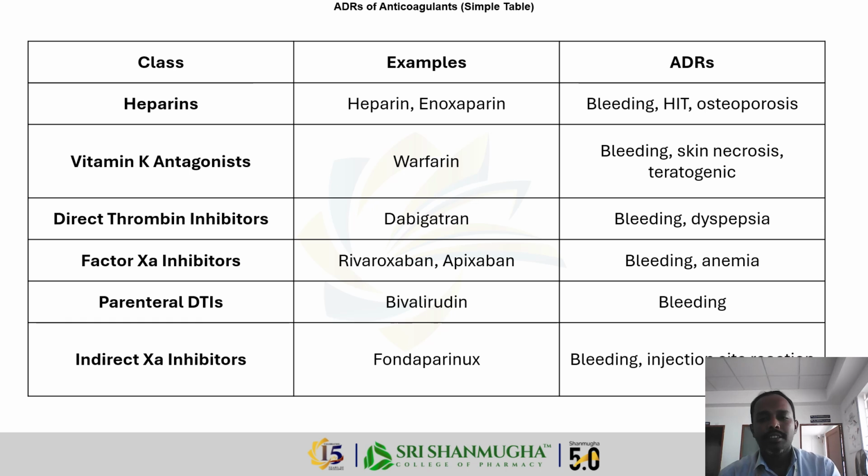Next we have the general adverse drug reactions. Heparin will lead to heavy bleeding, HIT, osteoporosis, etc. Vitamin K antagonists lead to bleeding and skin necrosis, and they are also teratogenic, leading to malformation of the fetus. Direct thrombin inhibitors lead to bleeding and dyspepsia. Bleeding is common to all the drugs because they act on coagulation. Parenteral direct thrombin inhibitors lead to bleeding. Factor 10A inhibitors lead to bleeding and injection site pain.